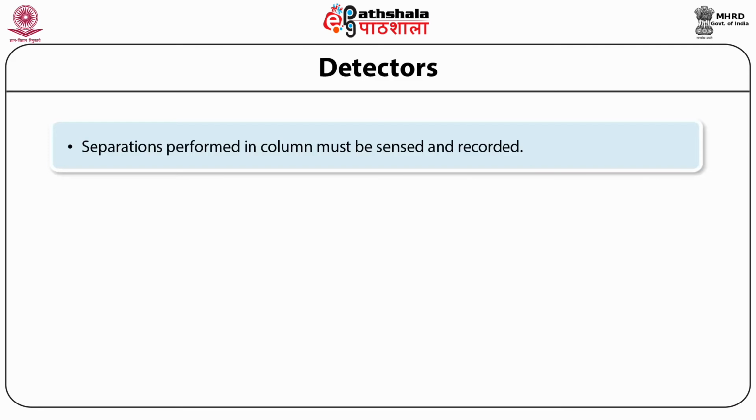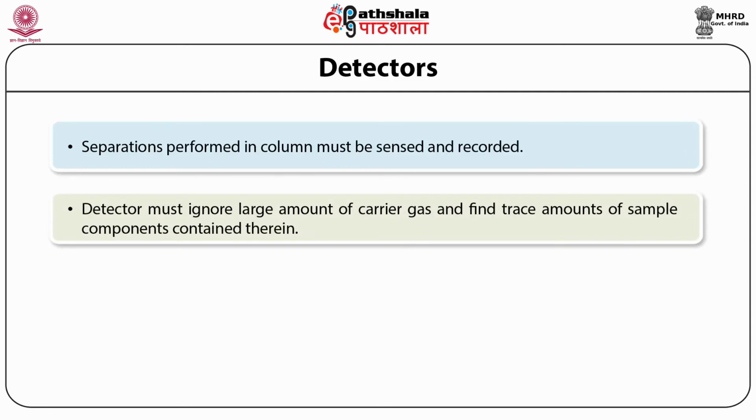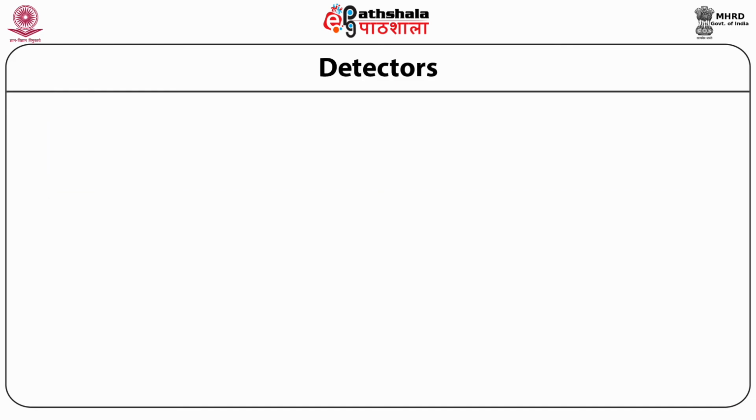Furthermore, sharp peaks may pass through the detectors in less than a second, while the last peak may not emerge for hours and be barely discernible above the baseline. Somehow, the detector must ignore the large amount of carrier gas and find the trace amounts of sample components contained therein.